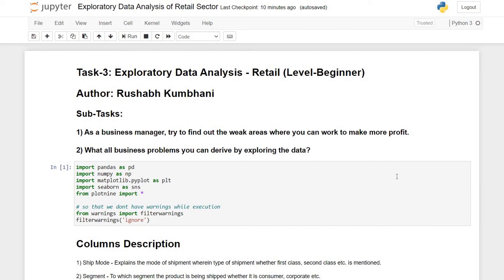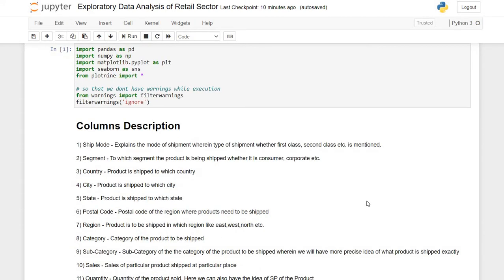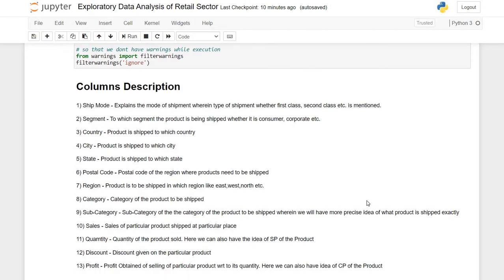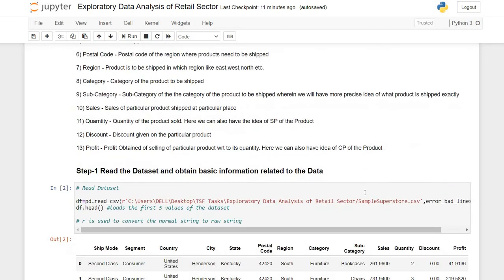So first of all, I'd like to import all the necessary libraries which are required for the data analysis, that is exploratory data analysis, like pandas, numpy, matplotlib, seaborn and plot9. And also I have removed the warnings in order to make the code more clean. In the given dataset I have given the description of each and every column for my reference, so that whenever I am in doubt I refer to those, and that makes my work much easier.